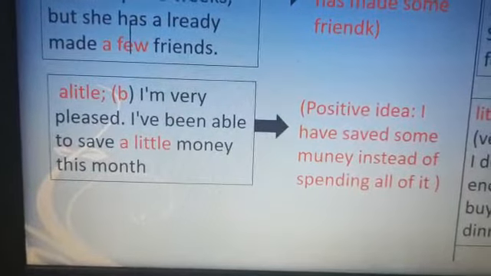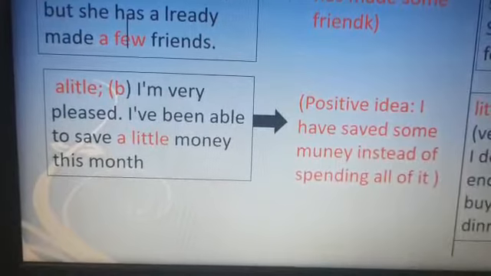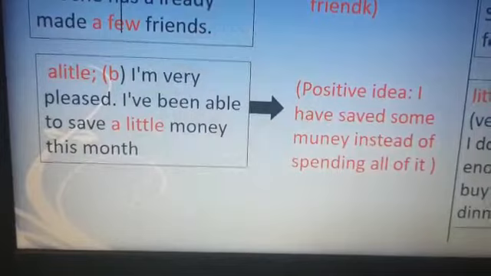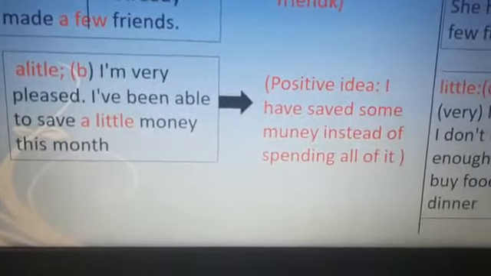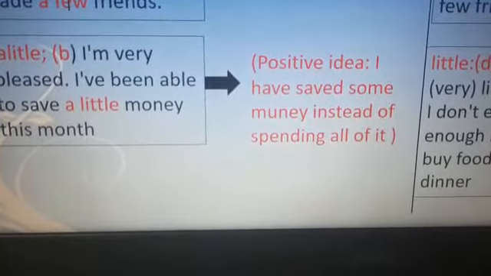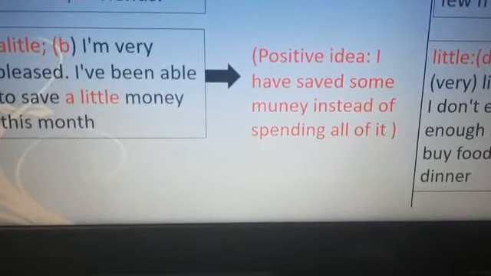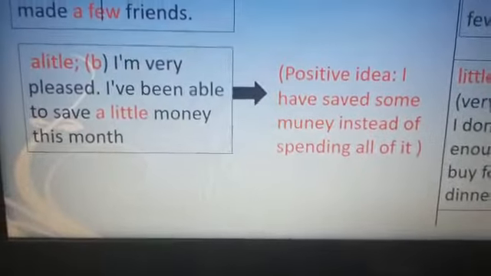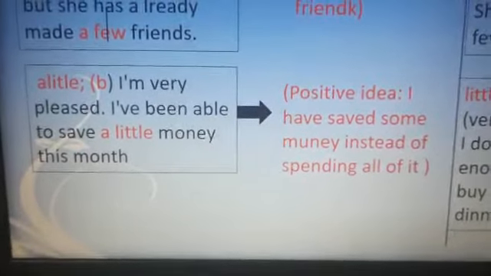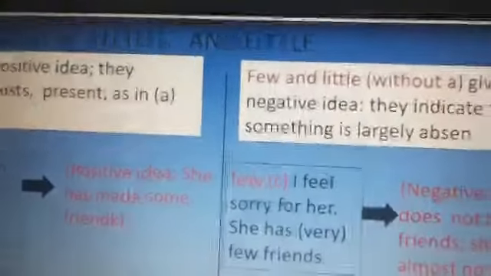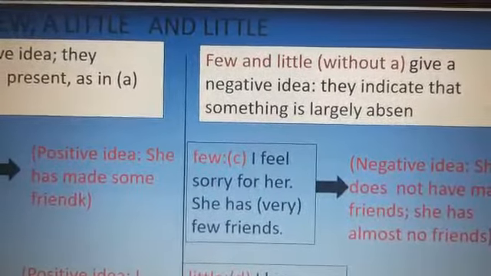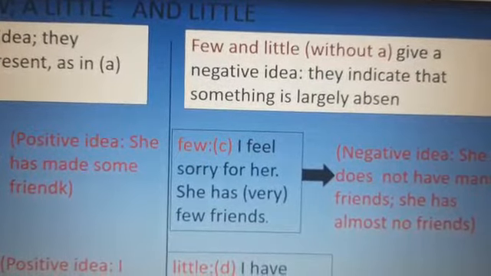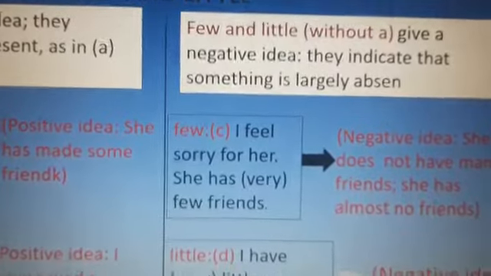In example B, I use a little. I am very pleased I have been able to save a little money this month. It's a positive idea. I have saved some money instead of spending all of it, because I use a before little. But few and little without a give a negative idea. They indicate that something is largely absent.